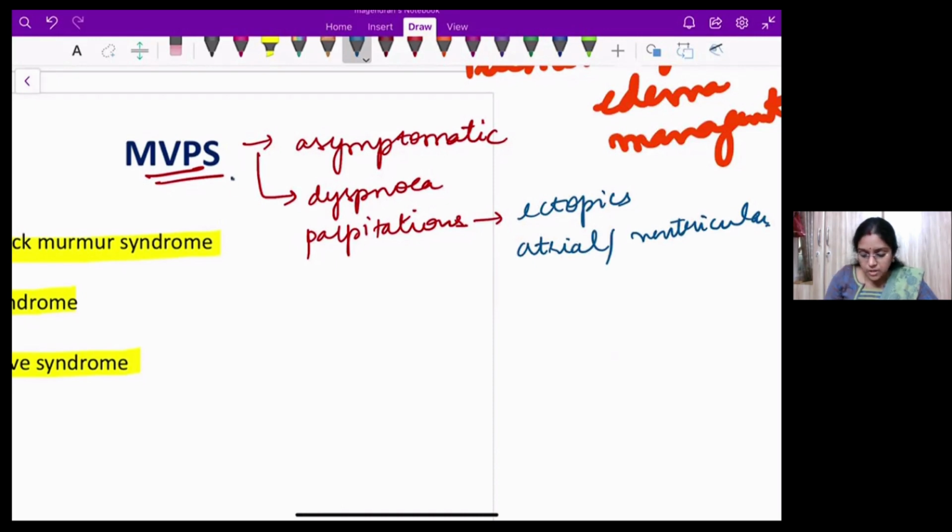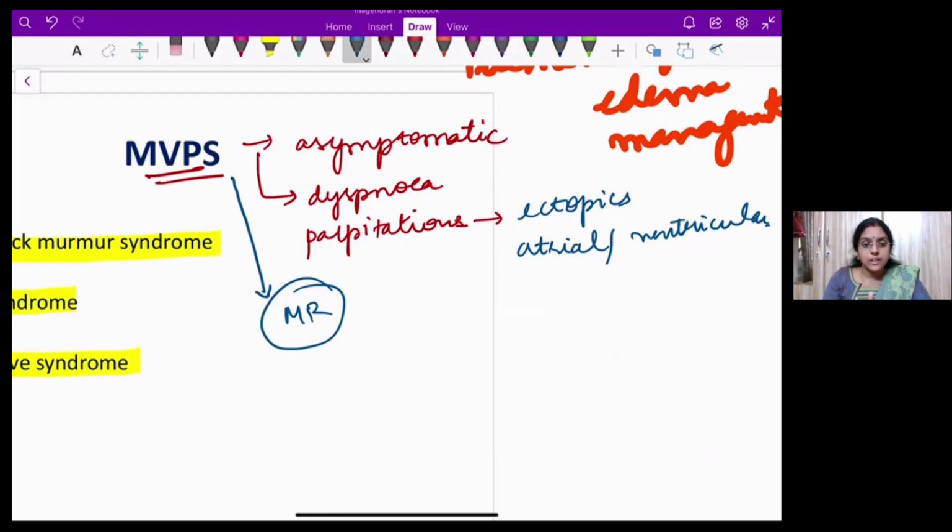Some patients of this mitral valve prolapse syndrome go on to develop mitral regurgitation. So that is when you will actually intervene in this patient. When this patient is having an asymptomatic mitral valve prolapse, you won't do any active intervention. You just leave that patient alone. When he's having just an asymptomatic mitral valve prolapse syndrome, you won't treat that patient. When the patient is having palpitations and is coming to you with ectopics, you can give the patient some beta blockers.